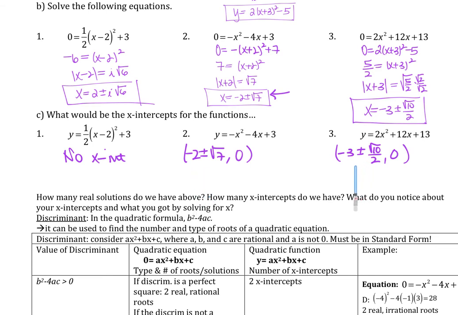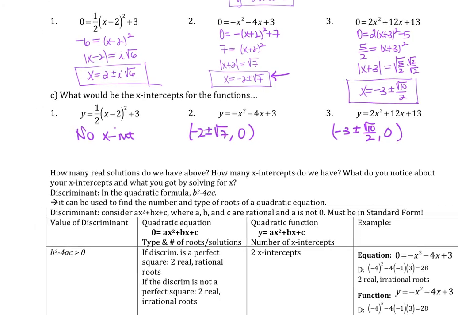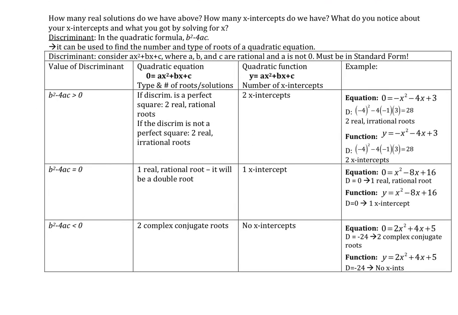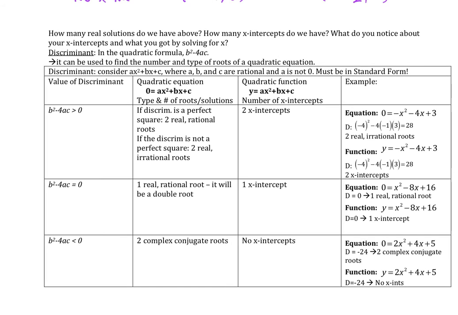Now for the next part of our notes, I want you to take out a highlighter. We're going to walk through these. So this is talking about the discriminant. Discriminants are used to figure out how many real solutions you have, or how many x-intercepts you have if it's a function. So what do you notice about your x-intercepts and what you got by solving for x?